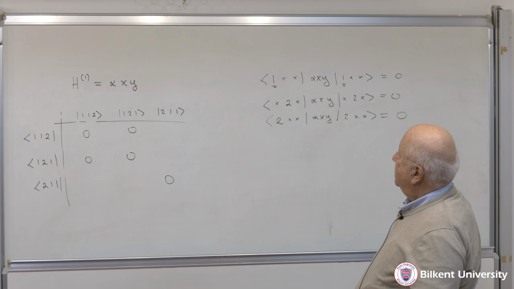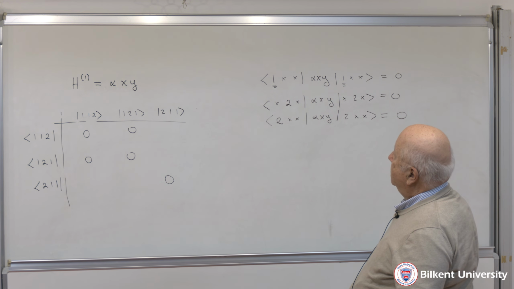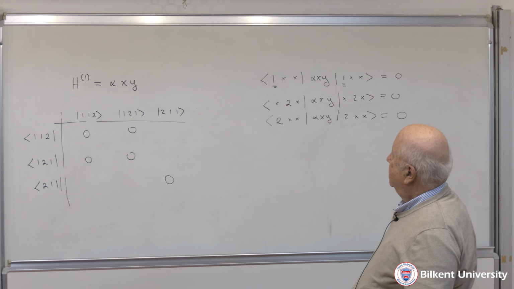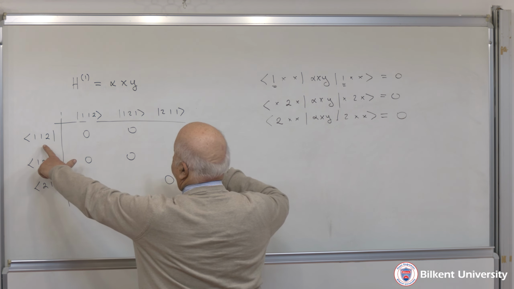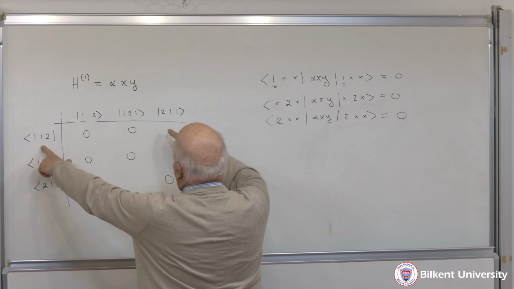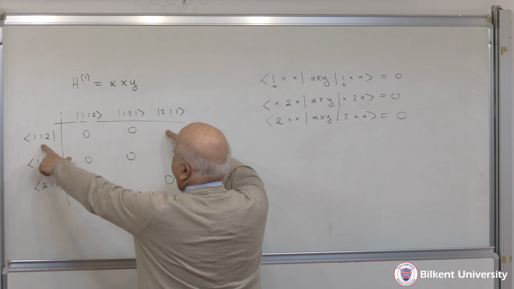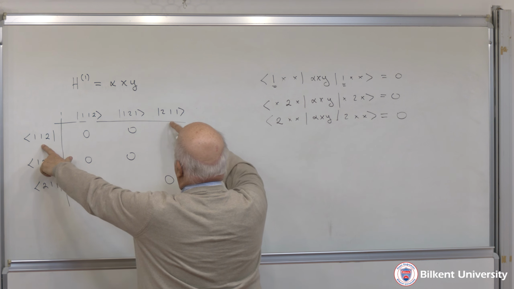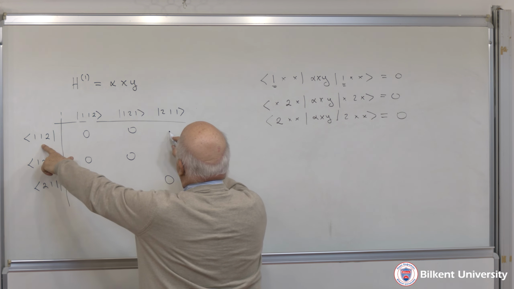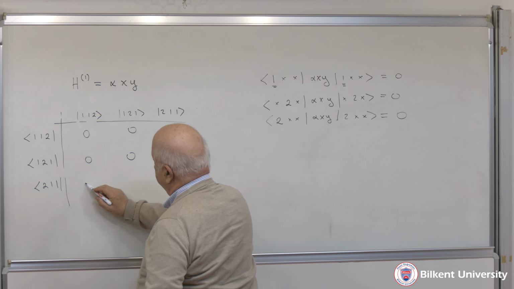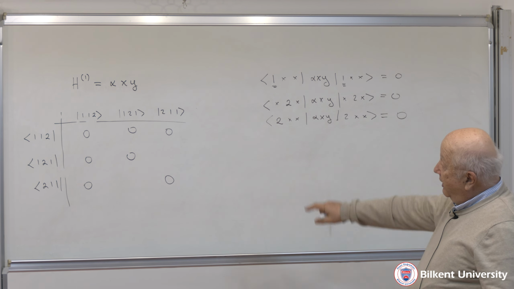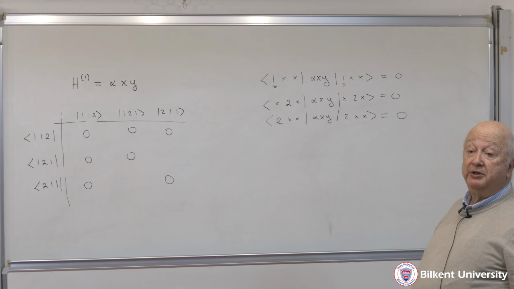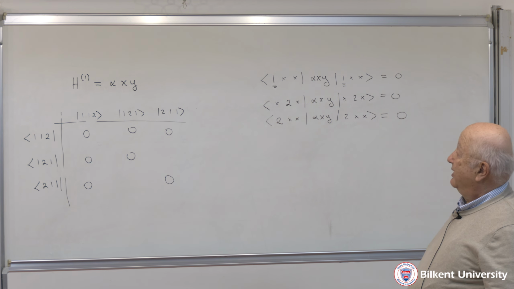All right, what else? 1, 2, 2 and 2, 1, 1 are also 0 because there is nothing in that direction, and 2 and 1 are orthogonal. So what we are saying is that this is 0. 2 and 1 are orthogonal in the z direction, so that's 0. This has to be Hermitian, so that has to be 0 also. So I have just these two elements which are going to be non-zero.